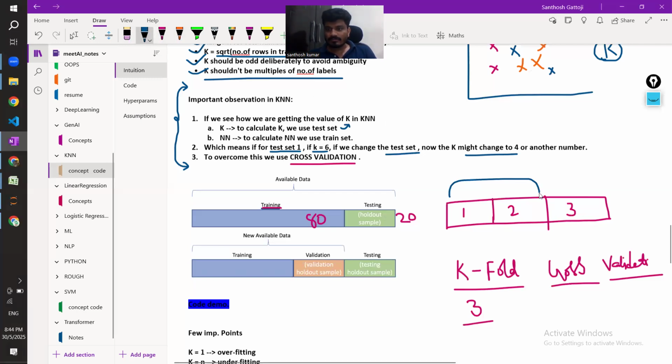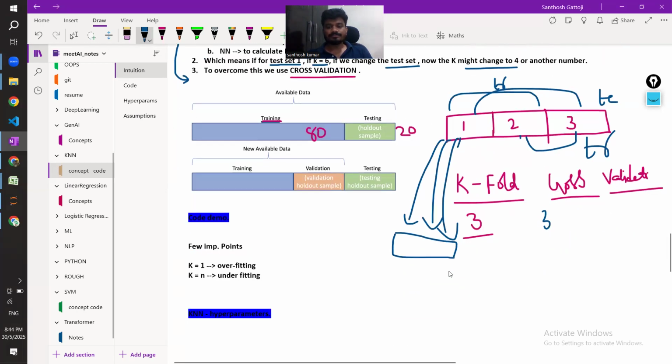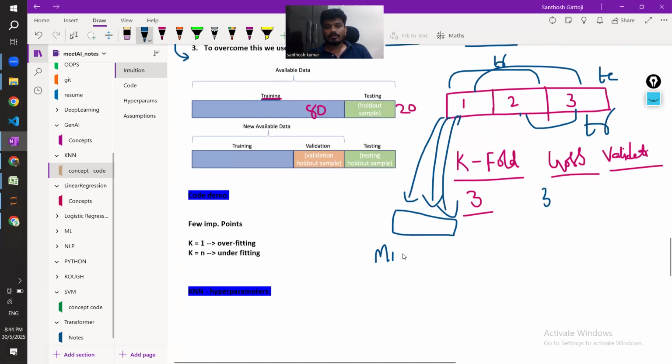First, we'll consider 2 parts as the training data set and leave 1 part for test. We'll generate a model. Then 2 and 3 will become training, and 1 is for test. Then 1 and 3 will be training, and 2 will be test. That's 3 folds, which means you will train 3 models. From this you got 3 models: model 1, model 2, model 3.